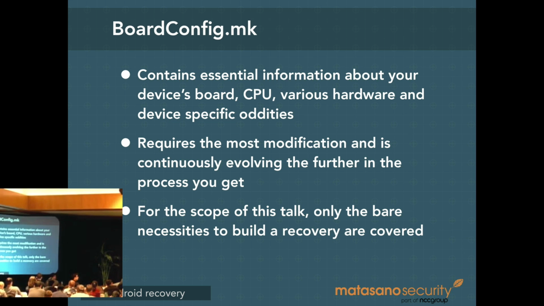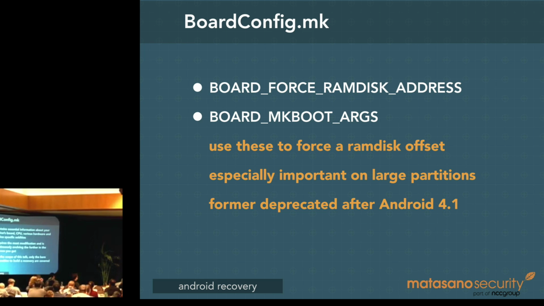This contains the essential information about your device's board, the CPU itself, various hardware contained like Wi-Fi and Bluetooth, and other device-specific oddities. You see a lot of hacks that vendors have put out there that you have to replicate in your board configs to make things work properly. This requires absolutely the most modification, and this file continually grows the more you build out. If your goal is just to build a recovery, it's pretty minimal, but if you want to get Android built completely from source, this is going to continually evolve and have more and more stuff added to it as time goes on. For the scope of this talk, I'm only going to talk about the basics for recovery, but there's plenty more out there that you need.